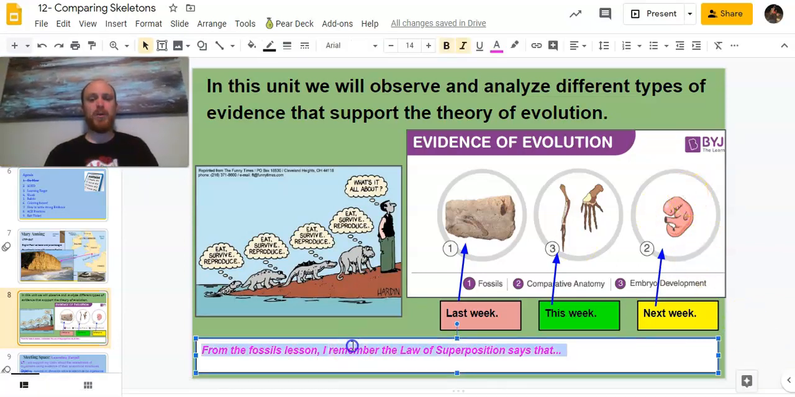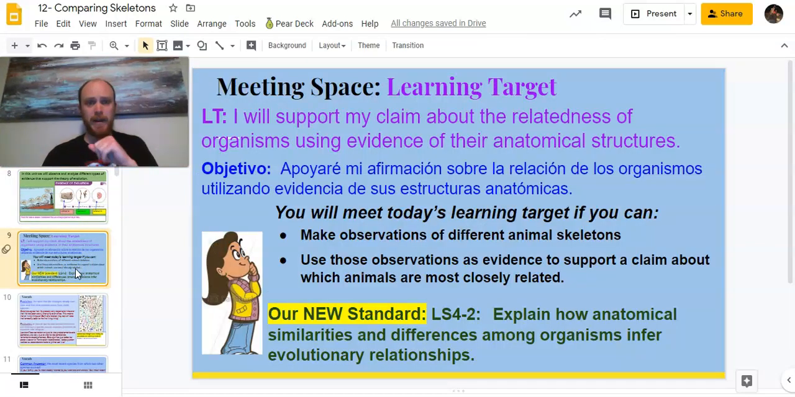So down here, I want you guys to tell me, what do you remember about the law of superposition? That's the one with the layers, if you remember. What is that? What is that about? Type it down here.